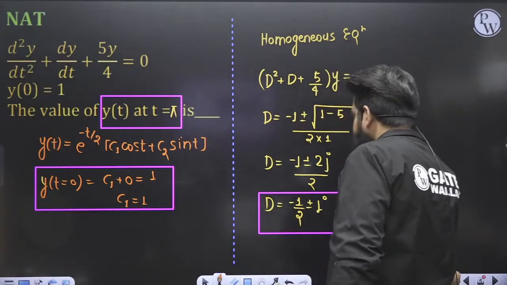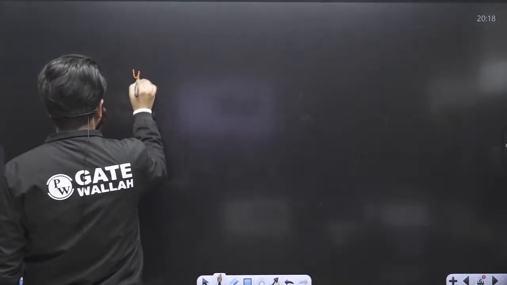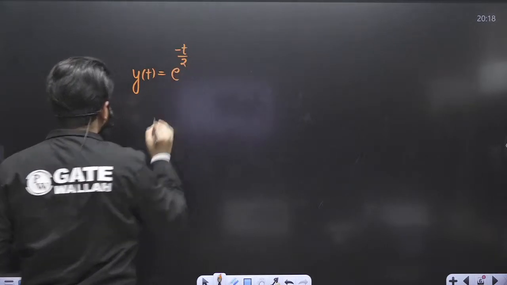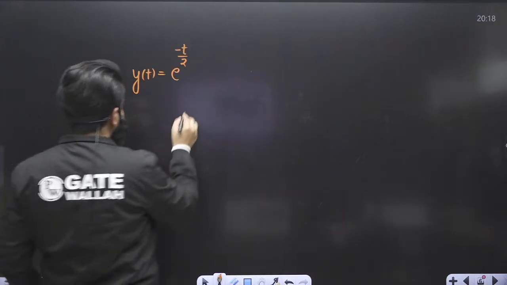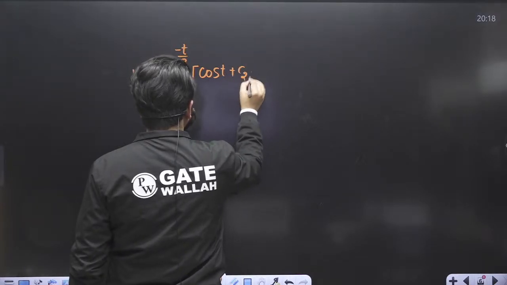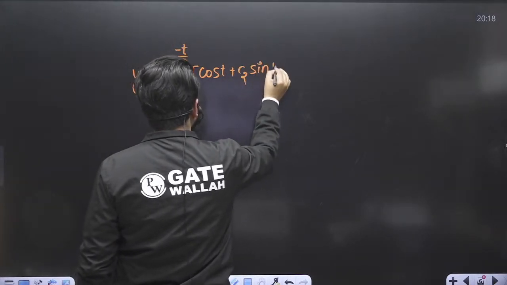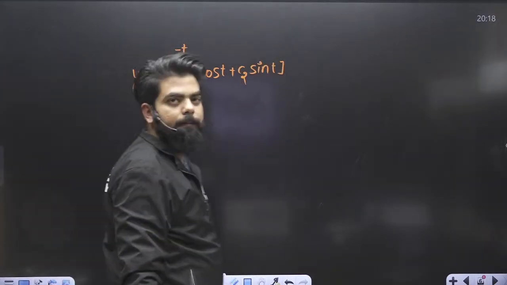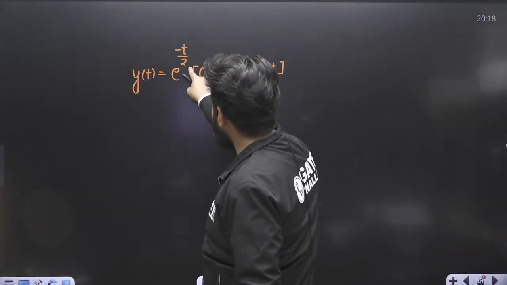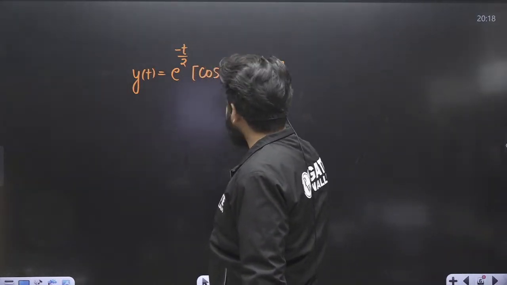So I can write y(t) as e to the power minus t by 2. The value of c1 is 1, so this becomes cos t. We are not able to find out the value of c2, so I'll write the final expression like this. Correct? y(t) is equal to e to the power minus t by 2 into (cos t plus c2 sin t).